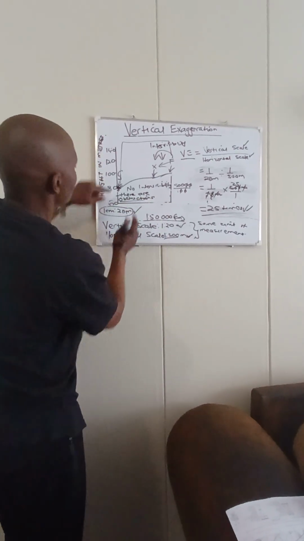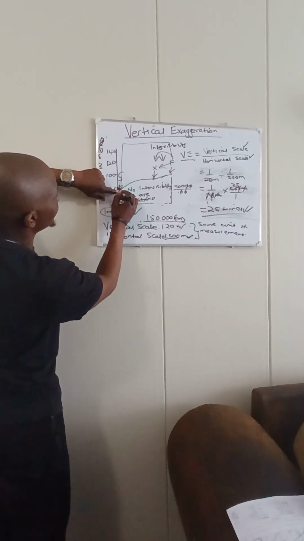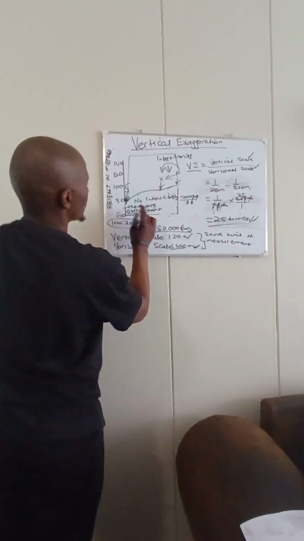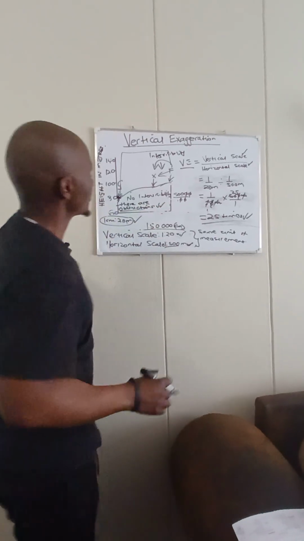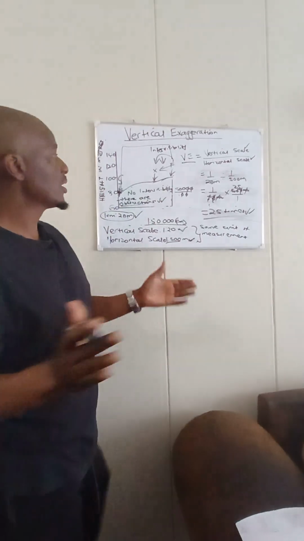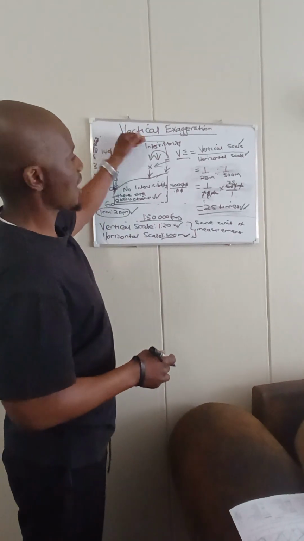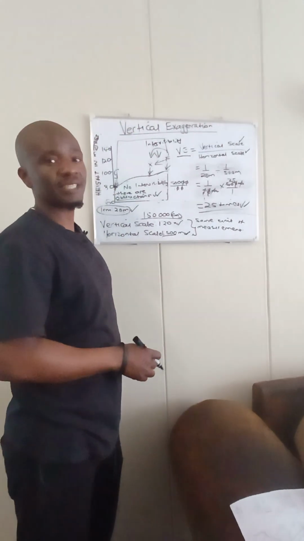What do I mean by that? This one you can see is in a depression, so you cannot clearly see it from F. There are obstructions, that's why you cannot see from that point. So that is your intervisibility and also how you calculate your vertical exaggeration. Thank you.